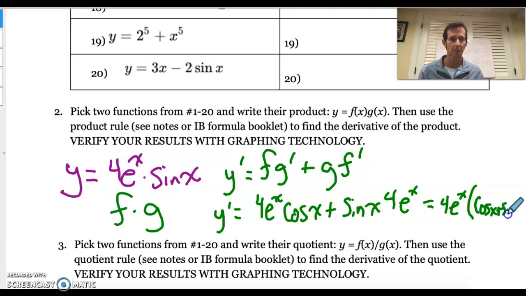And the reason this might help me is if I want to know where the tangent line is horizontal, I would be able to set this equal to 0, and now I would be able to solve to get that answer.